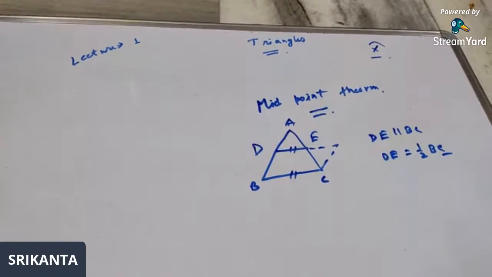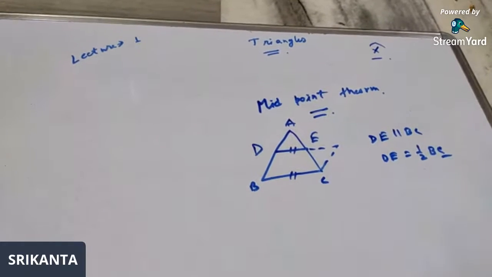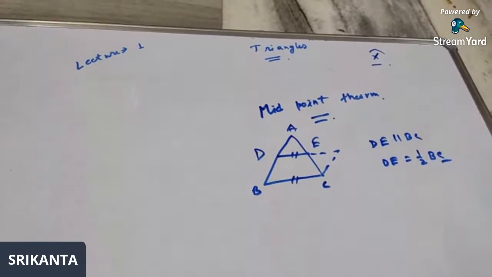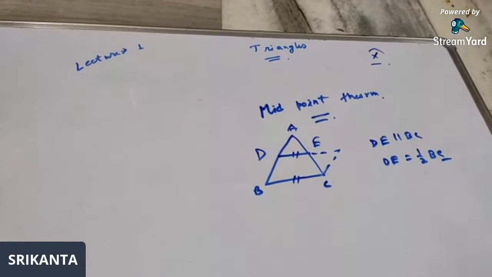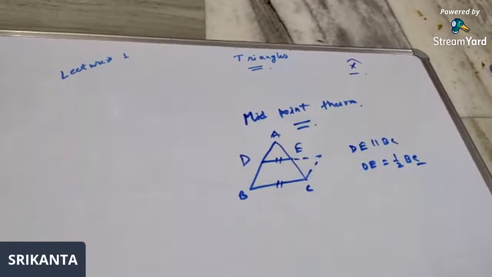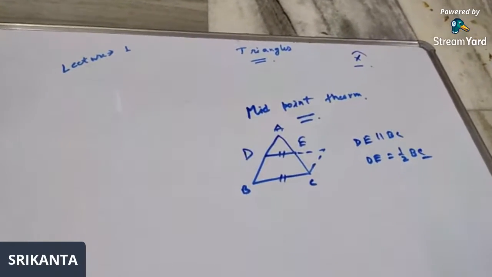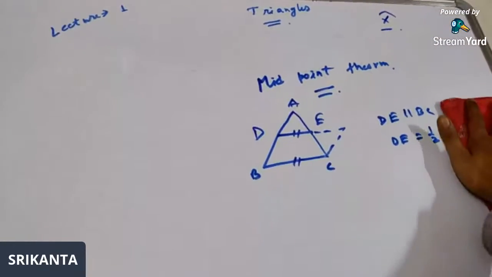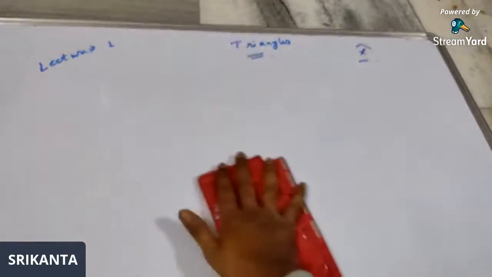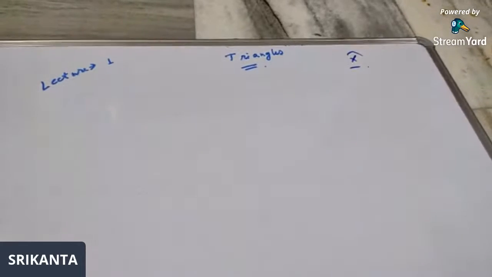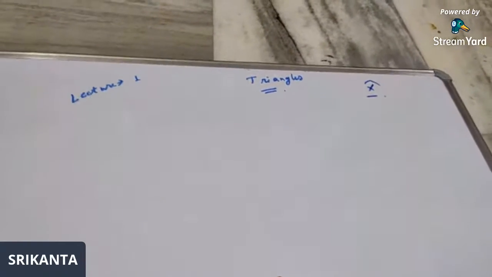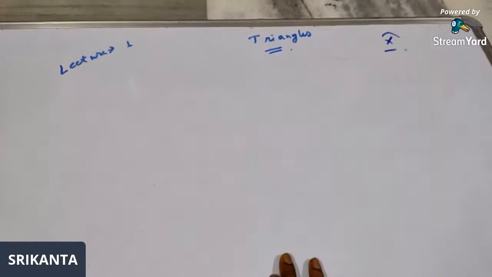That means class 9. Now the theorem we are about to understand is very similar to this theorem, but we can call it that midpoint theorem is just a special case of the theorem that we are going to know right now.